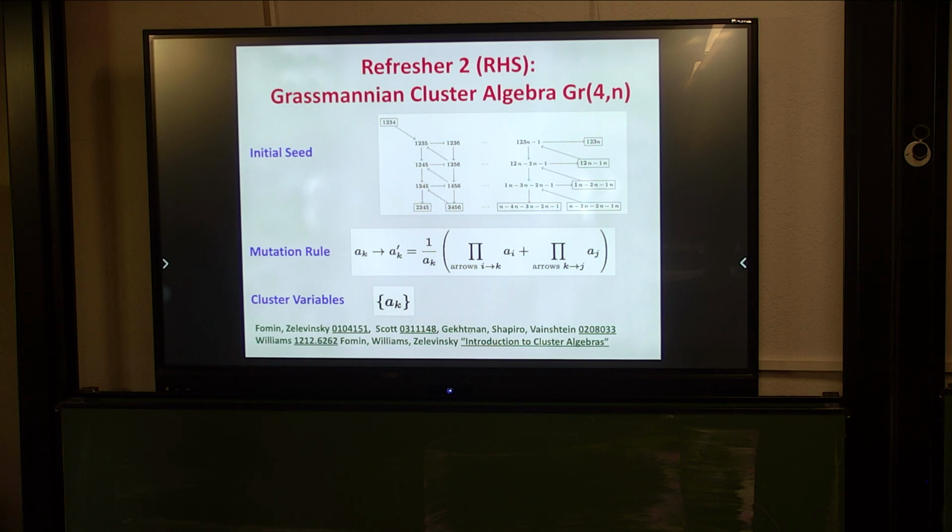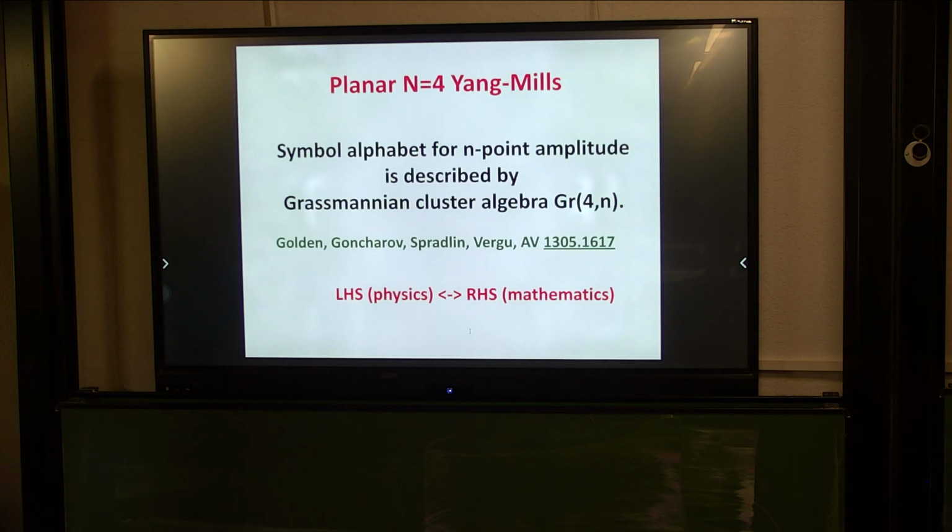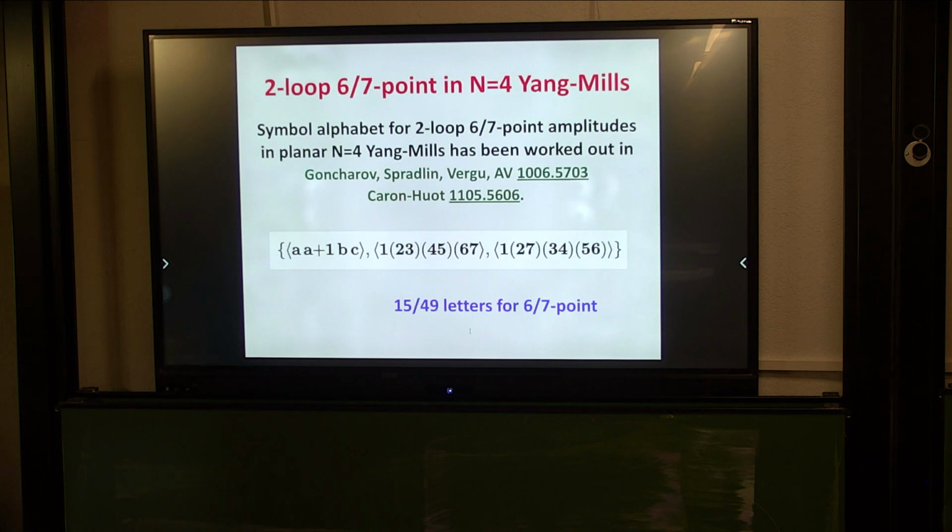Okay, very good. Now I've explained the left-hand side and right-hand side of the statement. So you have the symbol alphabet in physics for the n-point amplitude, which somebody computes. And then, on the other hand, you have cluster variables from the Grassmannian cluster algebra, and they match. So the right-hand side equals the left-hand side. And let me show you some evidence for this statement.